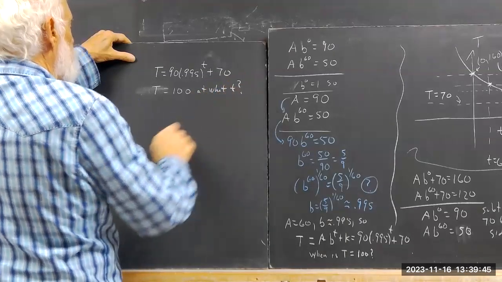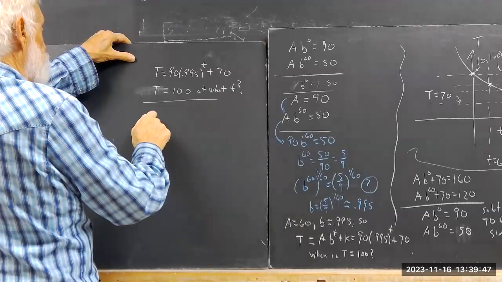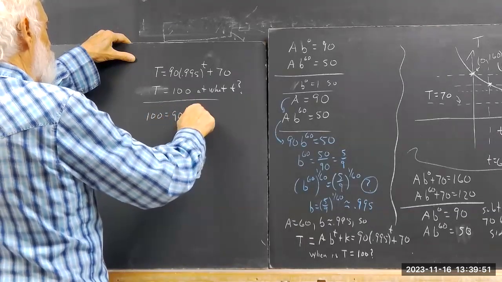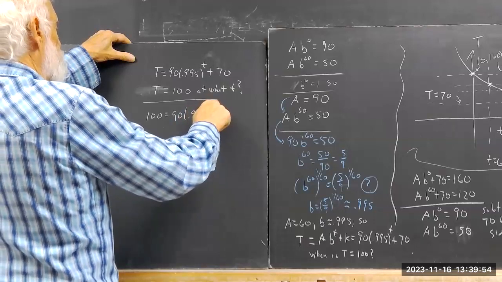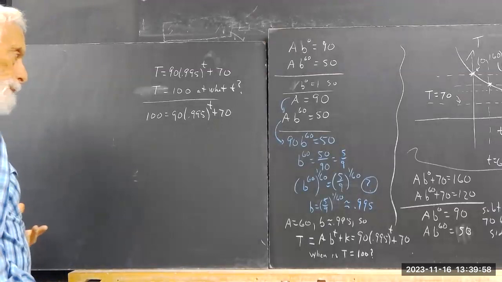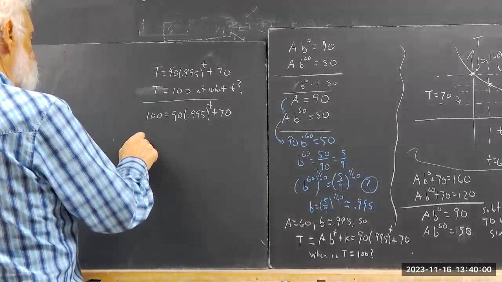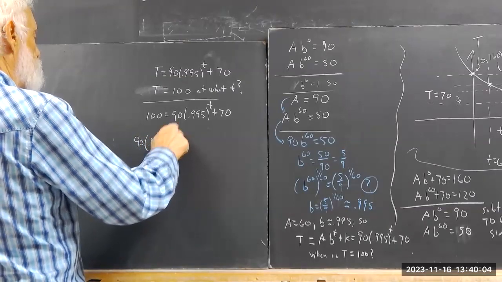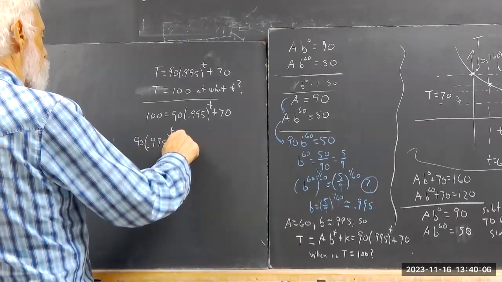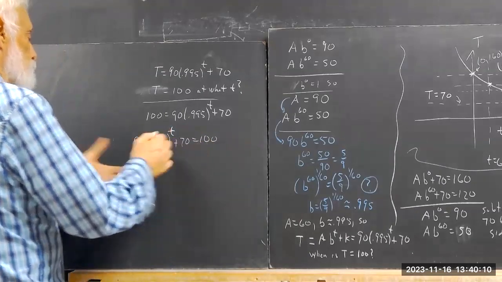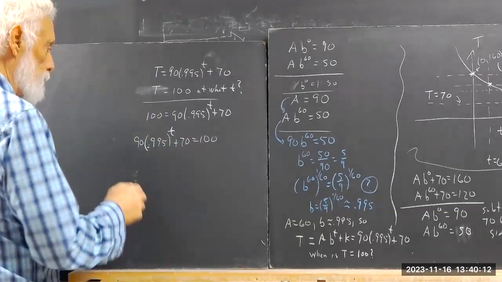Minus T, we take to 100. Well, you solve 100 equals 90 times 0.995 to the T plus 70. How do you solve that? Well, I'll move it. Here, I'll just switch the sides so our variable is on this side.